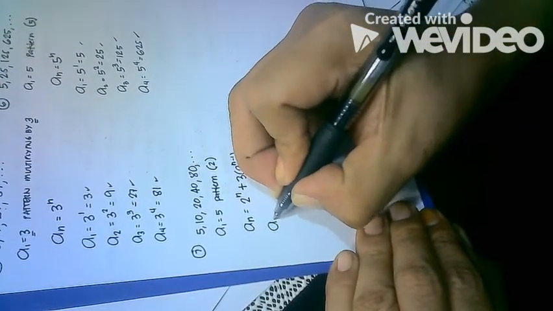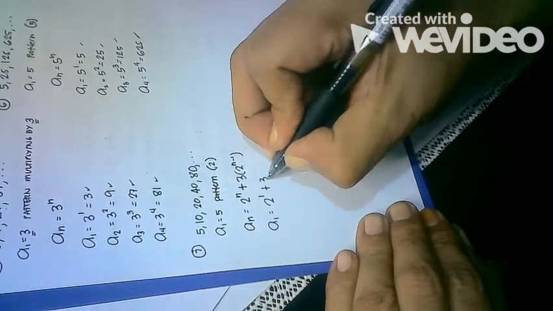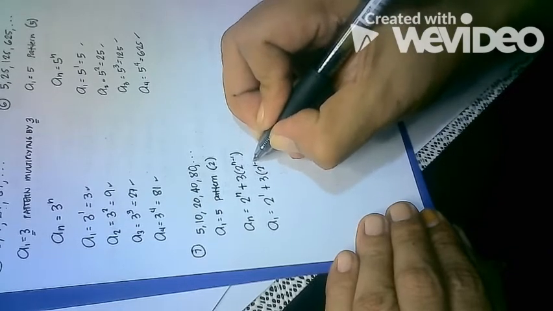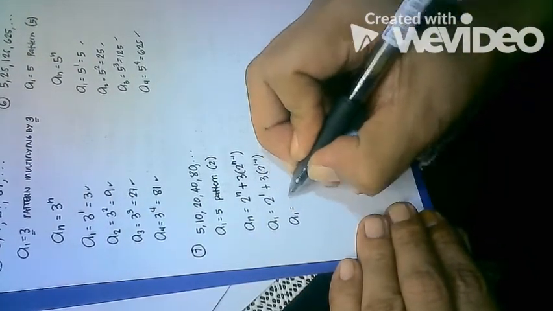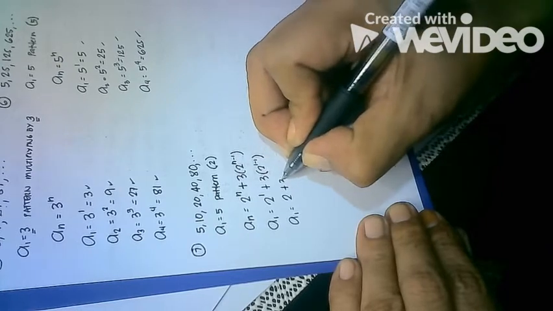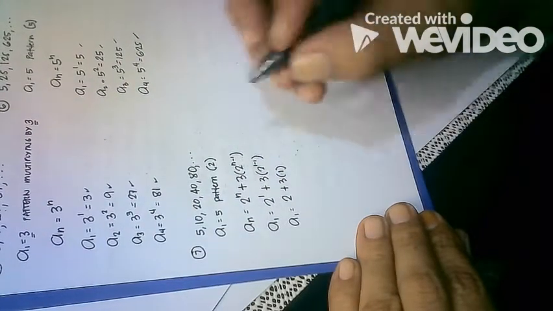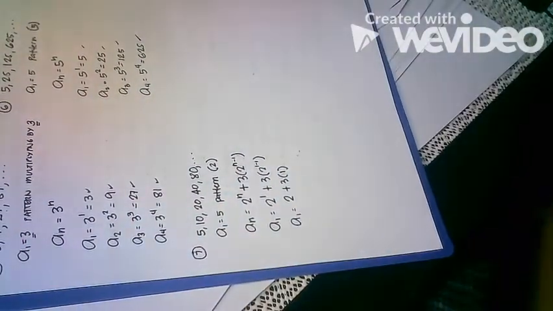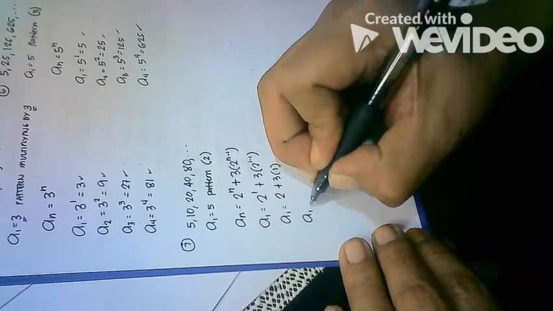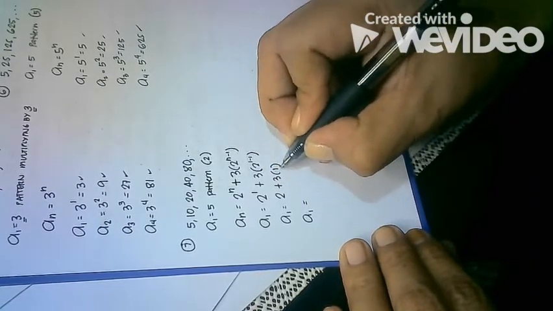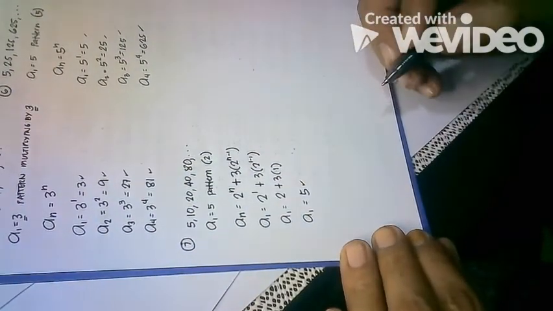So let us say a sub 1 equals 2 to the 1 plus 3 times 2 to the 1 minus 1. Okay, so your a sub 1 now equals 2 to the 1, which is 2, plus 3 times 1, because 2 to the 0 is 1. Any expression or number raised to 0 is equal to 1. So therefore your a sub 1 now equals 2 plus 3 times 1 is 3, 2 plus 3 is 5. So check.